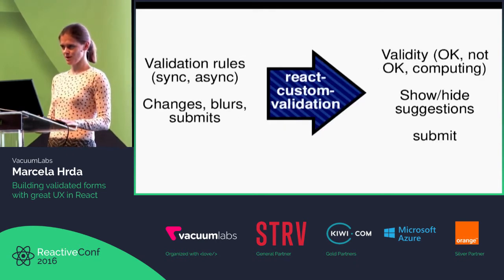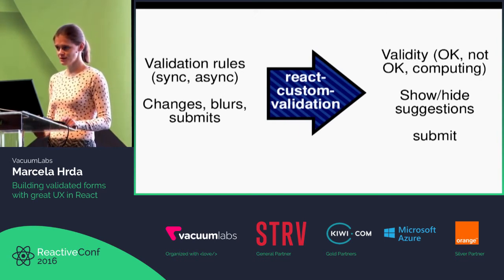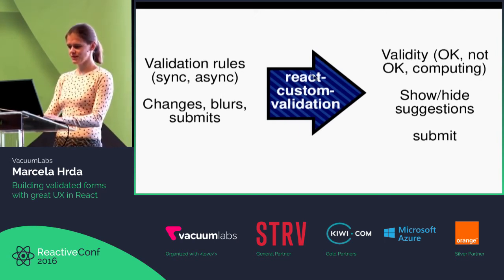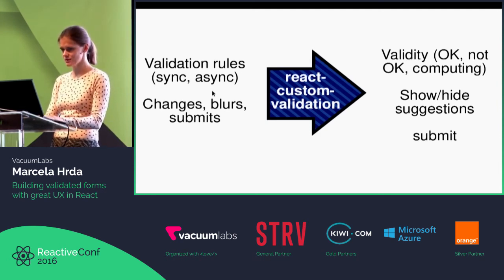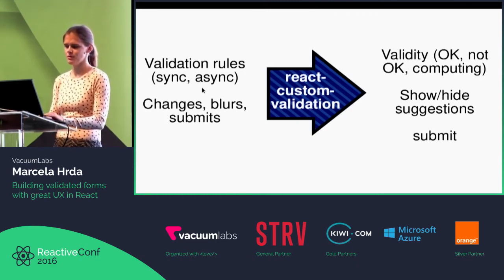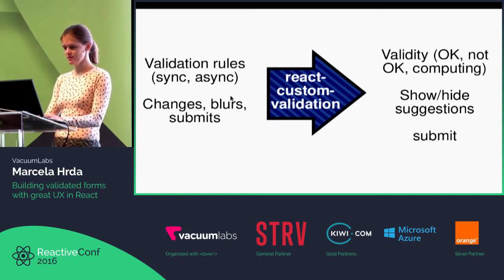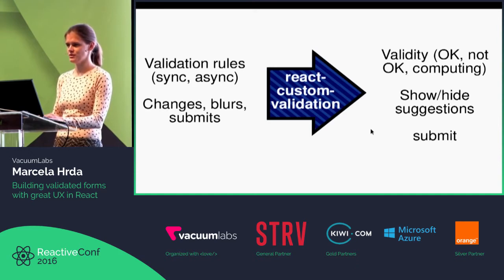Now let us look at how this library works. As a developer, you need to provide some validation rules, which are synchronous or asynchronous functions. These rules can return a promise. And you also need to provide information about field events, whether there was some change or blur or submit. And the library, in turn, provides information on validity, whether a validation is okay, not okay, or whether it's still in progress.